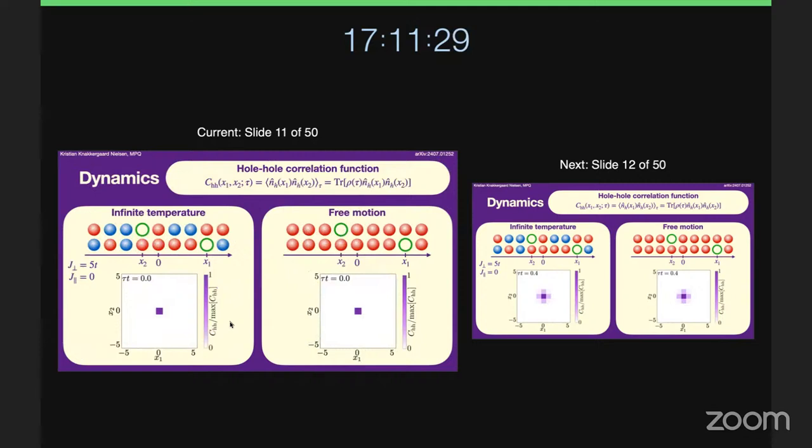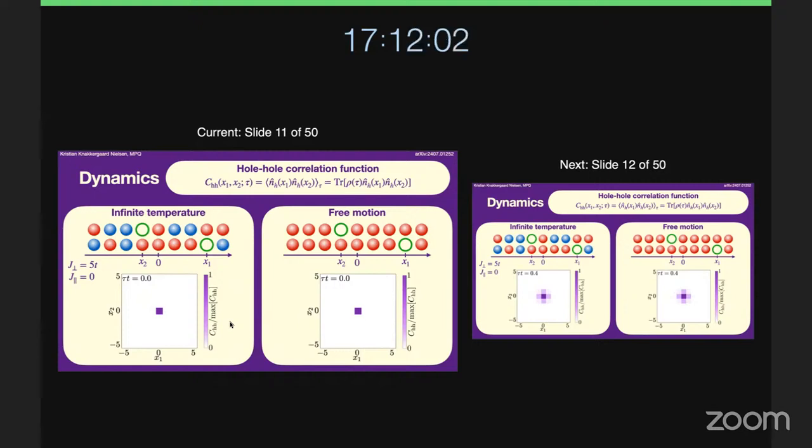So I'll dive right into some results. What I'm doing is taking an infinite temperature spin ladder, so completely disordered, and then pulling out two spins from the two central sides here. I'll use these coordinates x1 and x2 for the position of the holes along the ladder. So the initial hole correlator is just the dot in the center.